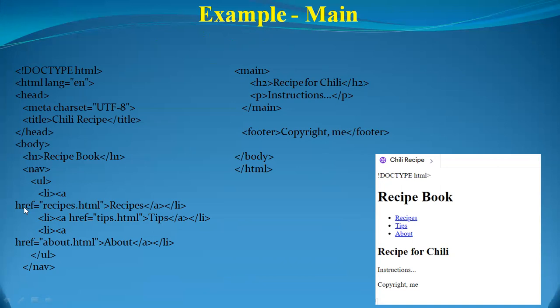In the anchor tag, href recipes.html. You click on recipes, it moves on to recipes.html. Under that, the li tag, list item, href tips.html. When we click on tips, we move on to tips.html. Then the li tag, the list item, then the anchor tag should be there with href about.html. When we click on about, we move on to about.html. Close the unordered list and the nav tag.